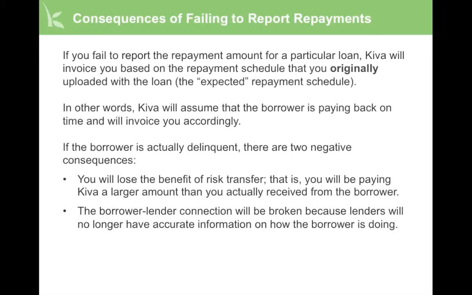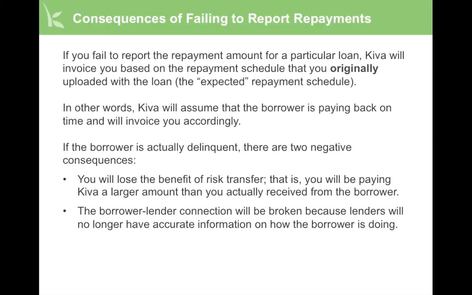If you fail to report the repayment amount for a particular loan, Kiva will invoice you based on the repayment schedule that you originally uploaded with the loan, the expected repayment schedule. In other words, Kiva will assume that the borrower is paying back on time and will invoice you accordingly.